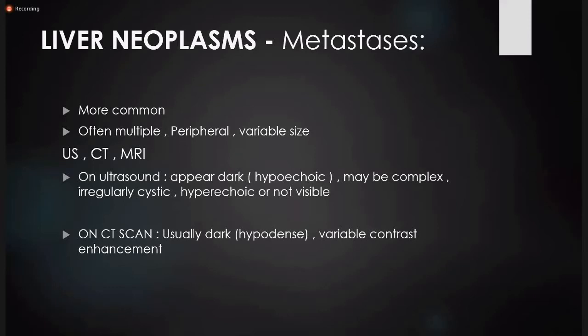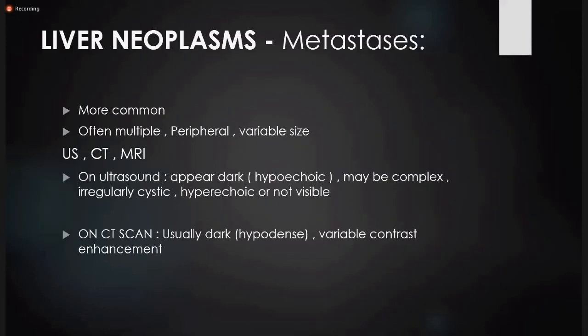Liver neoplasms. Now, if you are suspecting, the most common thing in the liver is metastasis coming from breast, esophagus, rectum, colon, anywhere. So metastases are the most common tumor seen in the liver. They can be multiple, peripheral, or variable size. What is the modality of choice? Again, first ultrasound, then CT and MRI.